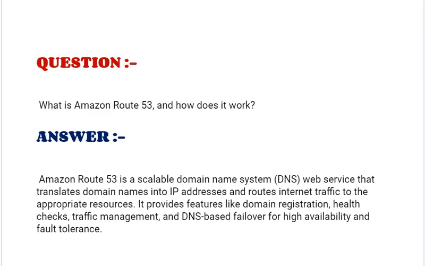Our next interview question is: what is Amazon Route 53 and how does it work? Your answer should be: Amazon Route 53 is a scalable domain name system (DNS) web service that translates domain names into IP addresses and routes internet traffic to the appropriate resources. It provides features like domain registration, health checks, traffic management, and DNS-based failover for high availability and fault tolerance.